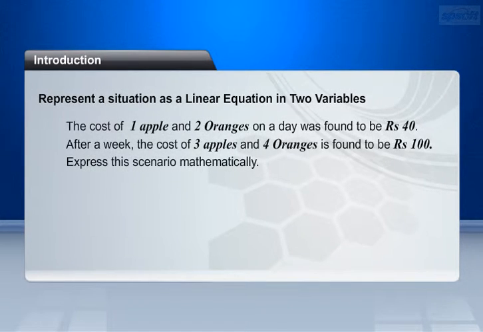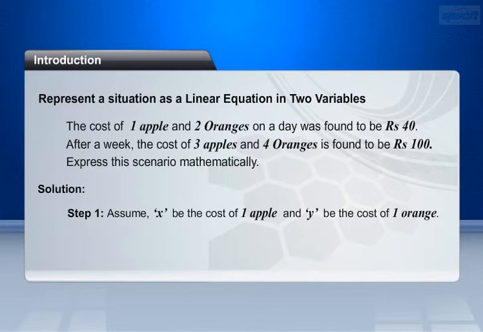The cost of one apple and two oranges on a day was found to be 40 rupees. After a week, the cost of 3 apples and 4 oranges is found to be 100 rupees. Express this scenario mathematically. Now let us see the solution.